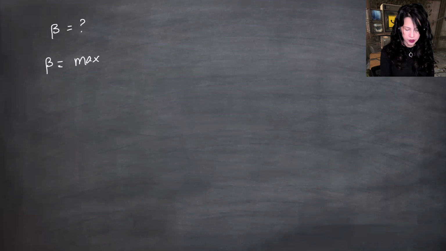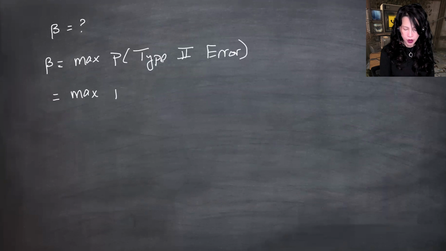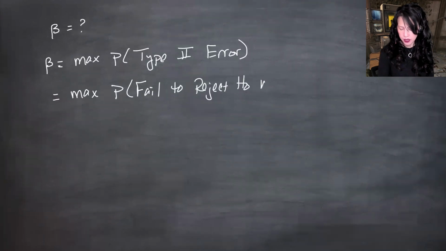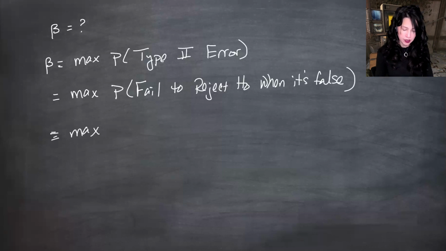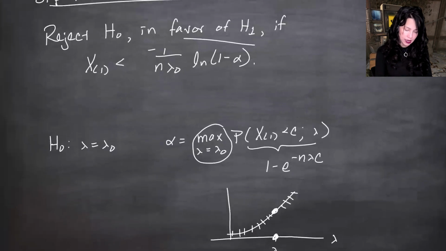Okay, so now let's find beta. Beta is supposed to be the maximum probability of making a type 2 error. So this is the maximum probability that we fail to reject the null hypothesis when we should reject because it's false. So we are rejecting the null hypothesis when this happens.